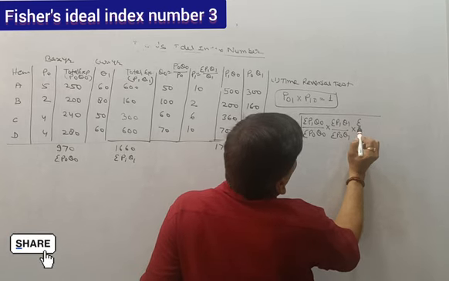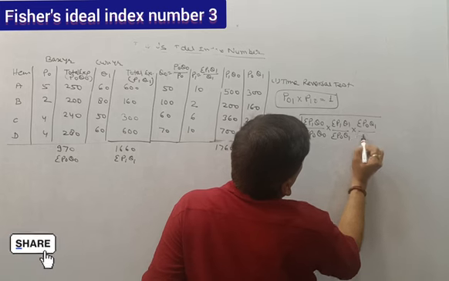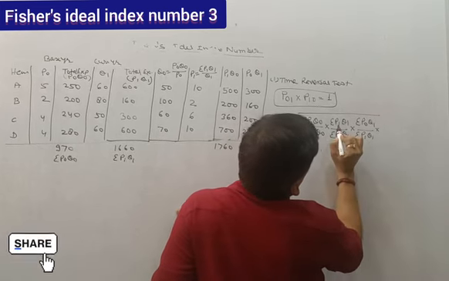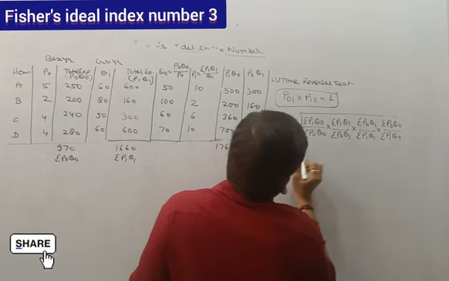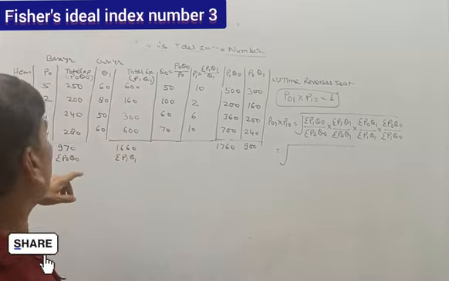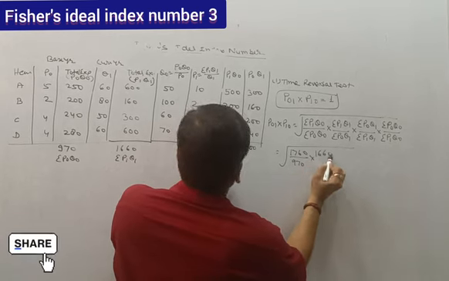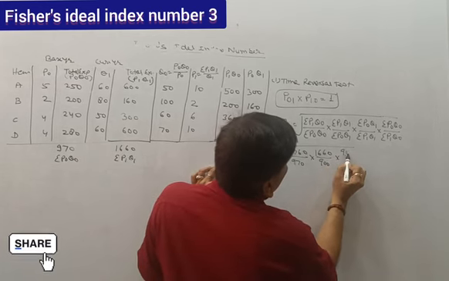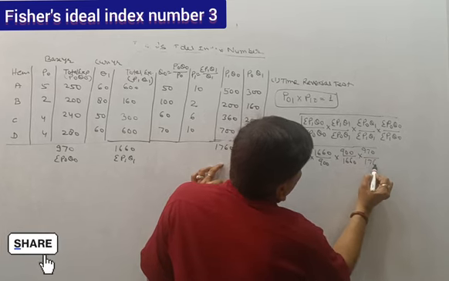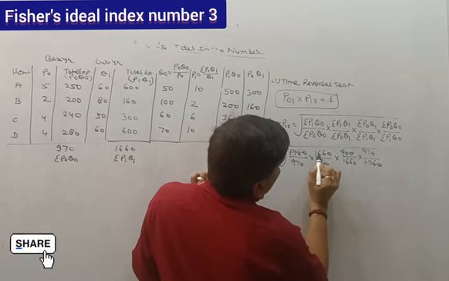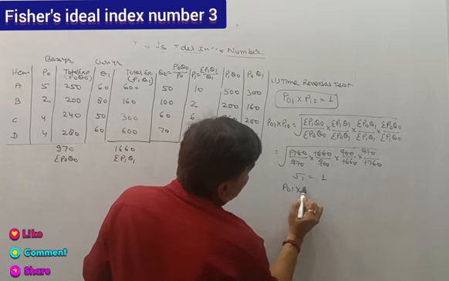sigma, quantity index 1 to 0, 0 to 1, divided by P1 Q0, sigma P0 Q0. So the value will be 1760 divided by 970, multiply 1660 divided by 900, multiply 900 divided by 1660, multiply 970 divided by 1760. 1760 to 1760, 900 to 900, 1660 to 1660, 970. So root 1, that is 1. So P01 times P10 value is 1.